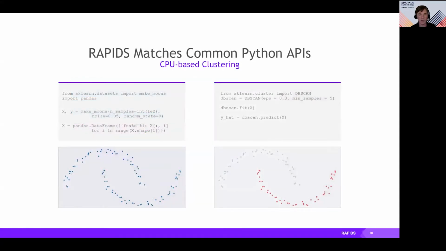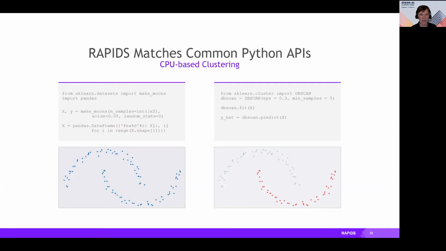So what does it really look like to use cuML? Well, this is a standard machine learning 101 problem, all done in the PyData ecosystem. Load a dataset, put it in Pandas, run a clustering algorithm, and then plot the results. So we can cluster these points into two different subcategories.